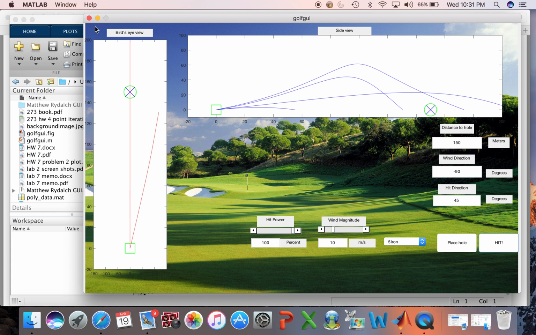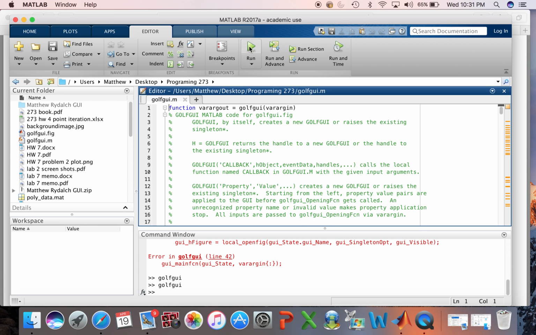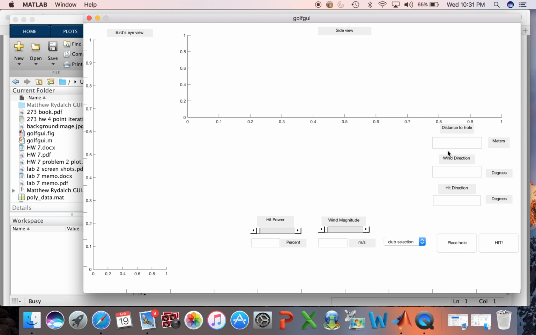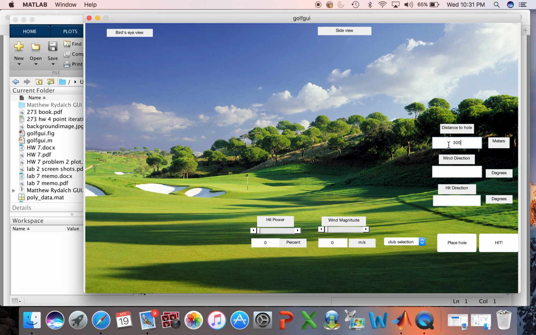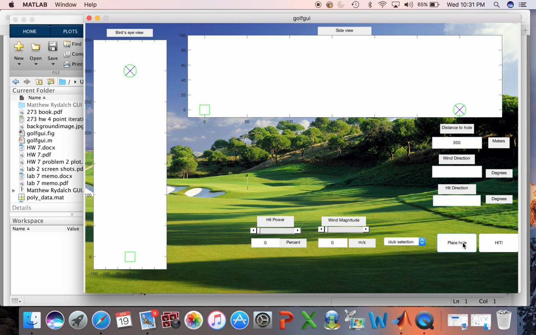For our last demonstration, we're going to go to a different hole. So we're going to rerun the program, and now the distance is going to be 300 meters. I'm going to place that hole.